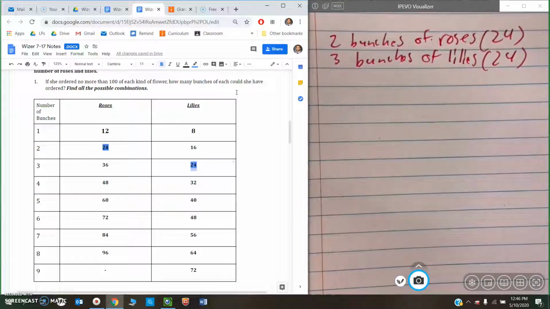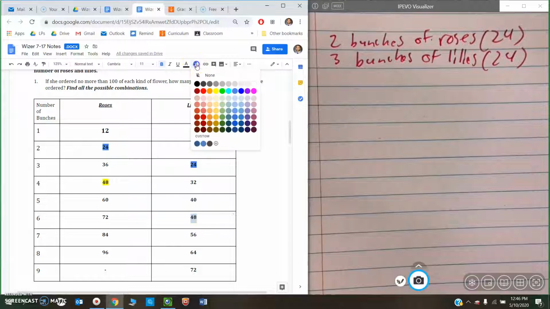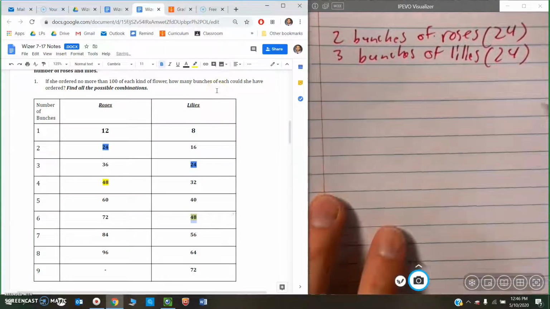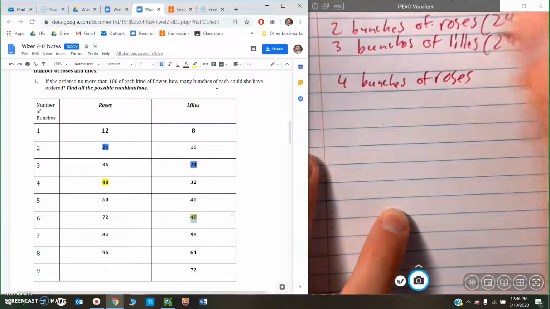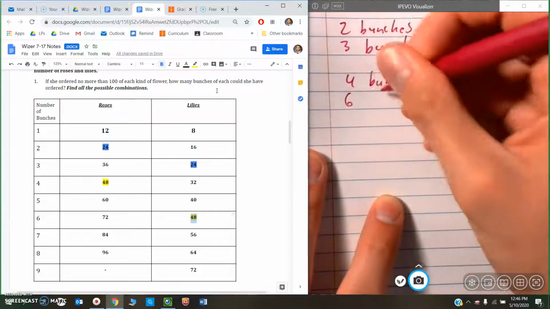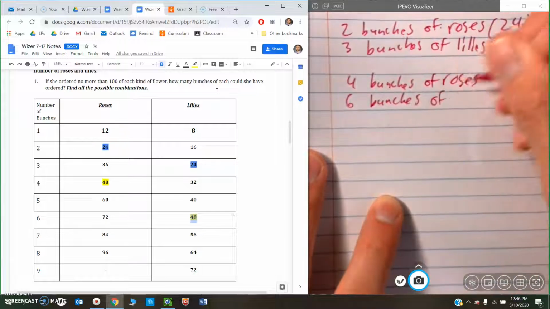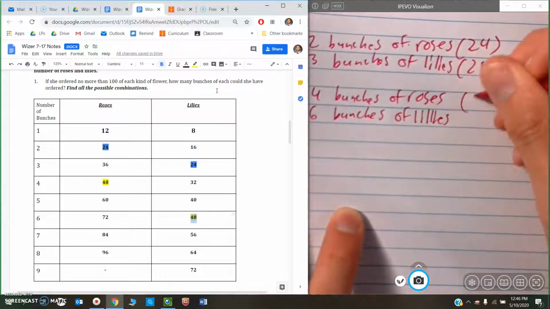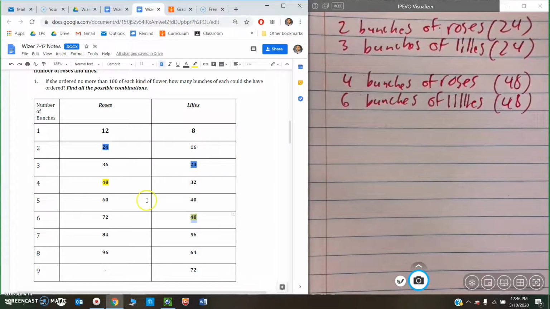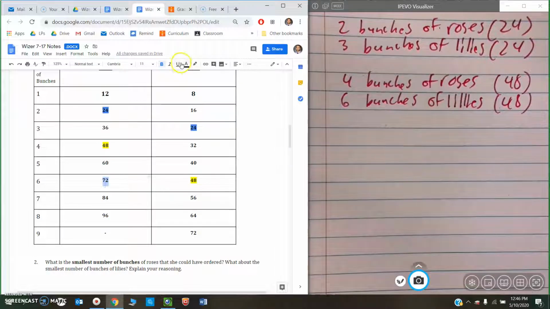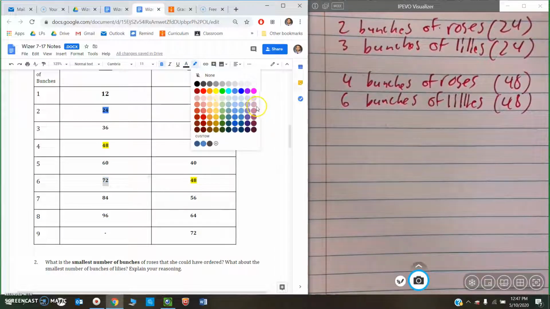So what other numbers do we see that are common with one another? I can see here we got 48, and 48 also works here as well. So then she could have also ordered 4 bunches of roses, and 6 bunches of lilies, and that would give her 48 of each type of flower. So that works. Any other numbers that you see in common? I see one more. 72 would also work.